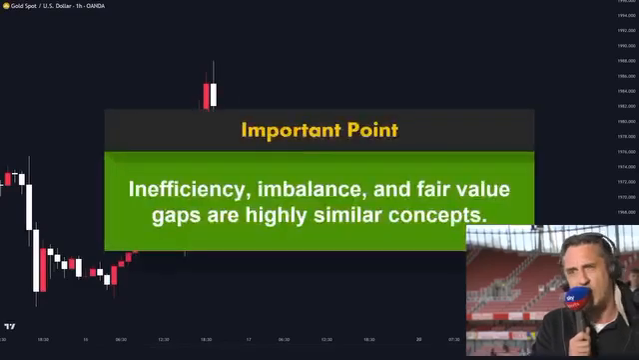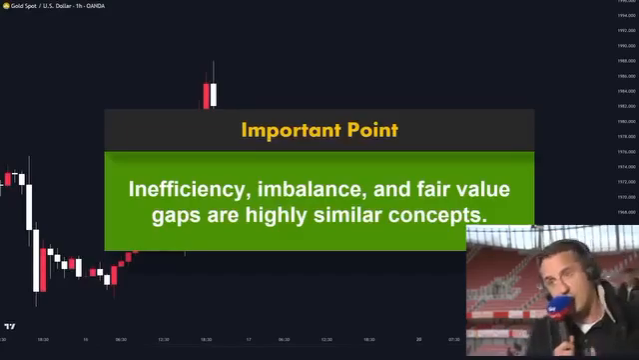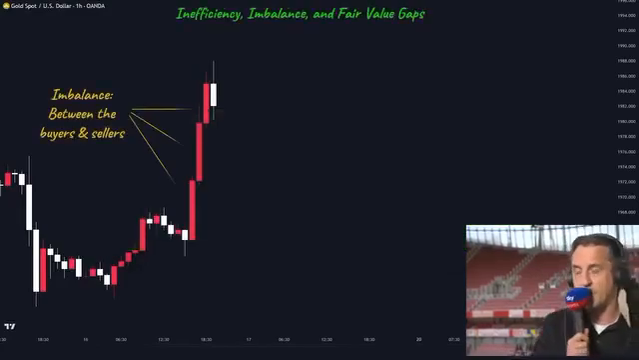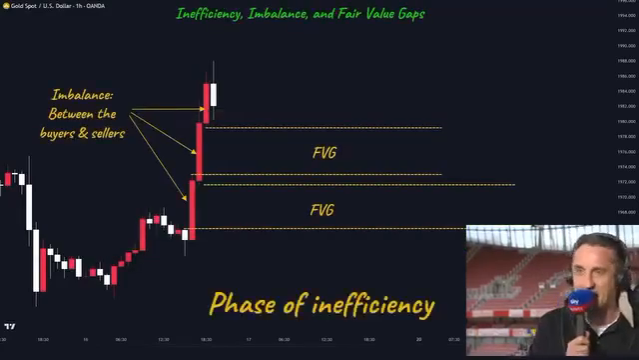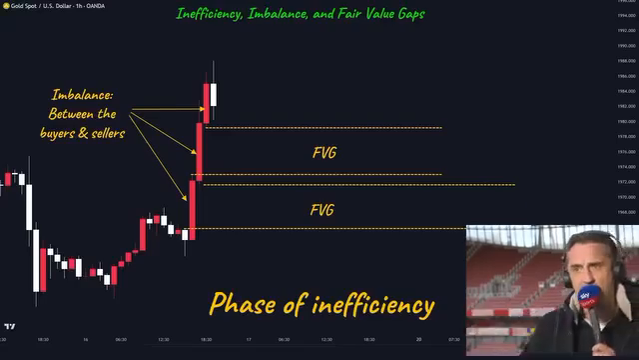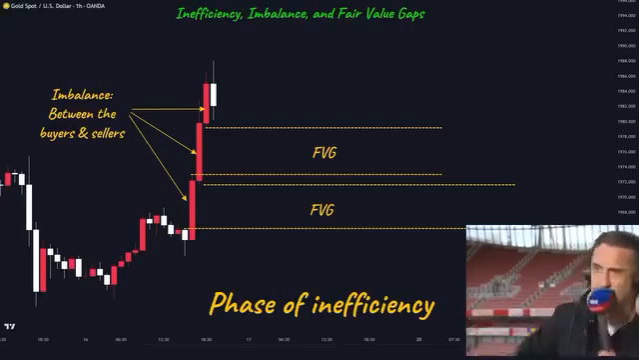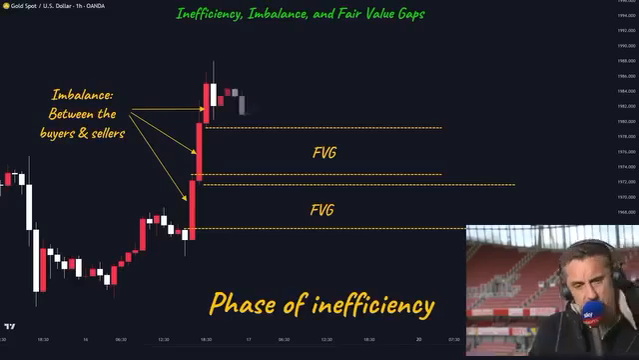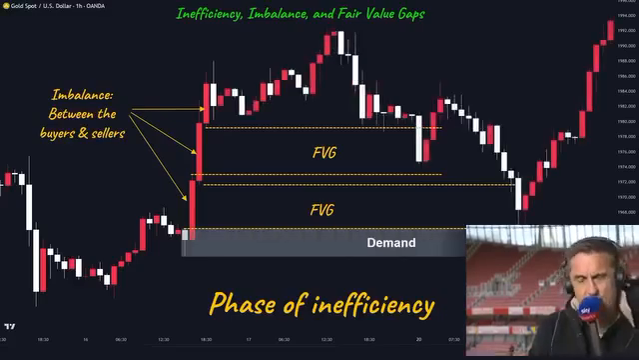Inefficiency, imbalance, and fair value gaps are highly similar concepts. When a large amount of money enters the market and creates an imbalance between the buyers and sellers, the fair value gap patterns form between the candles, creating a phase of inefficiency. These movements on the chart show that smart money has entered the market and affected the price. Price often returns to these areas to accumulate the remaining orders, which creates a trading opportunity.